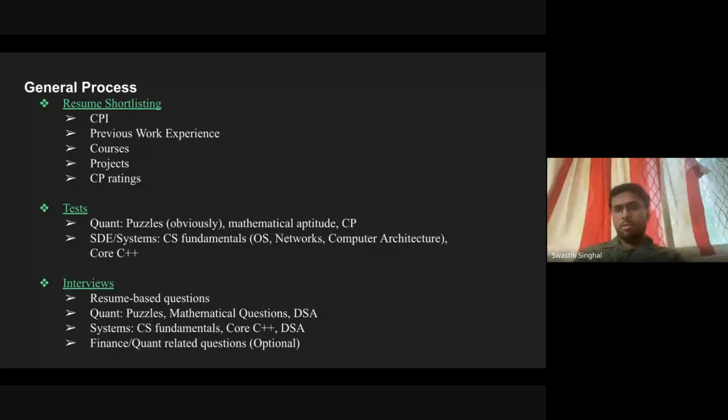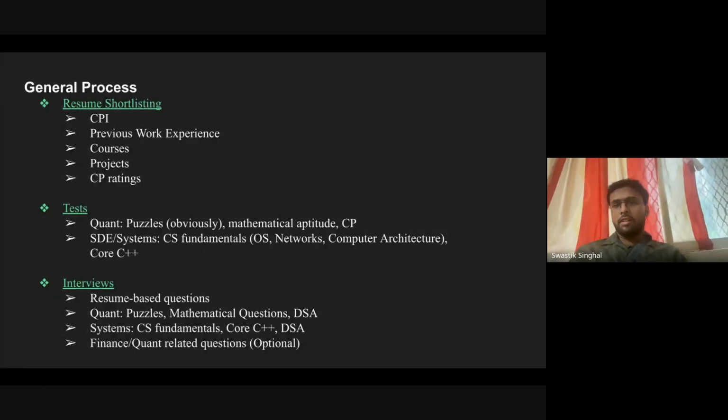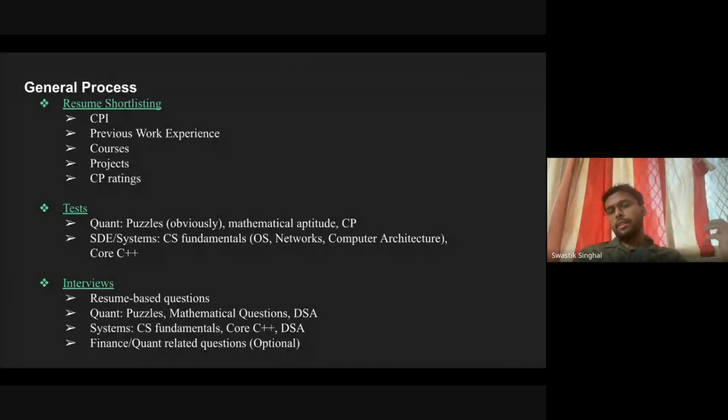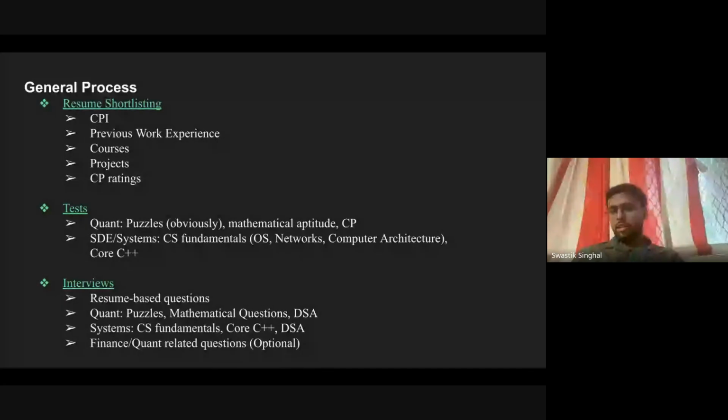And courses also. They like certain courses, for example intro to ML, randomized algorithms, stochastic calculus. These courses help in building your concepts for the interviews, and these concepts are helpful while you work at these firms as well. But again, they don't care much. What matters is mostly what you do in the interview.